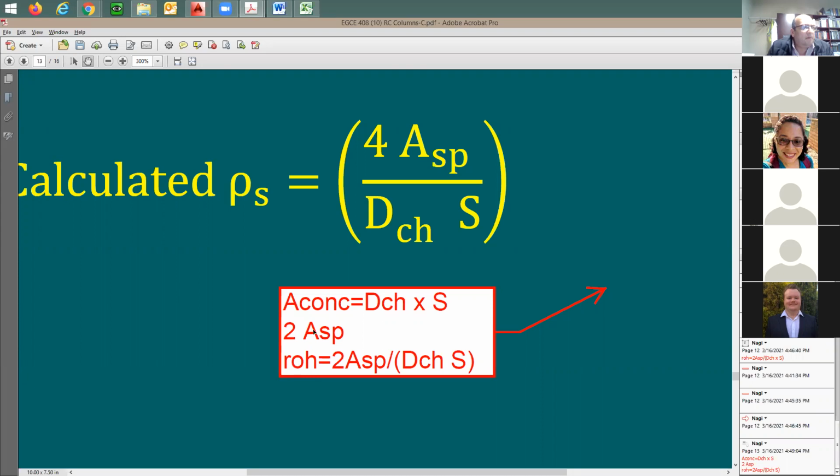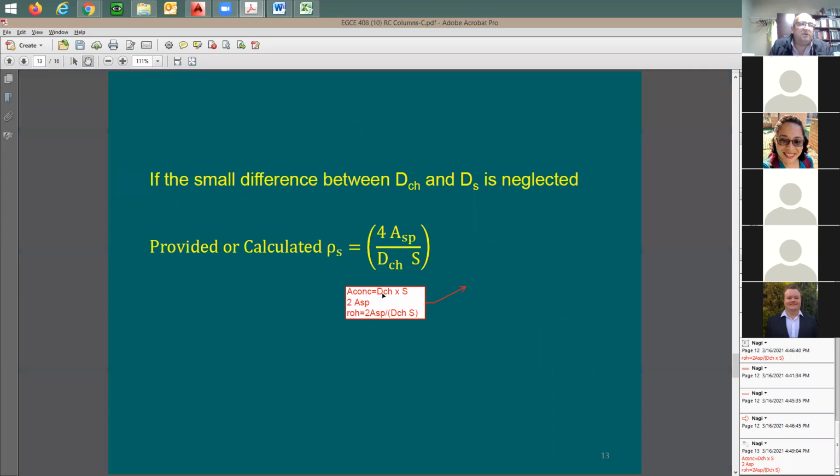The original one says 4. This one says 2 ASP, 2 ASP, which means this number here is twice as much as this. So usually they say the volumetric steel ratio is going to be equal to the steel ratio in both directions.